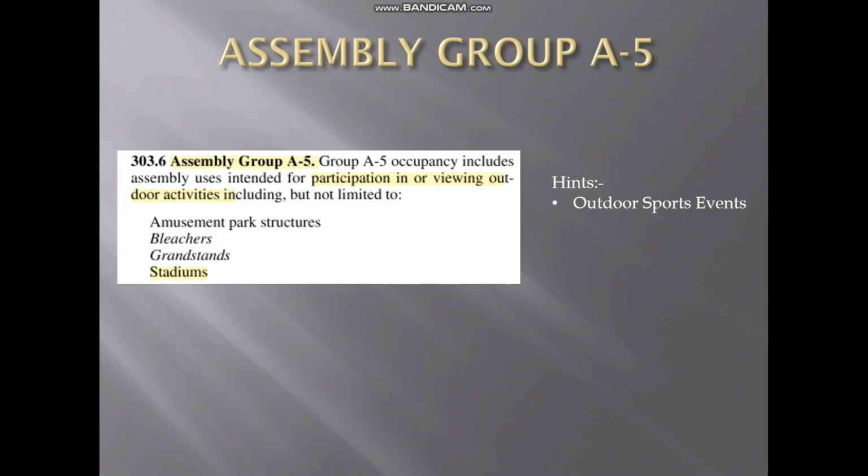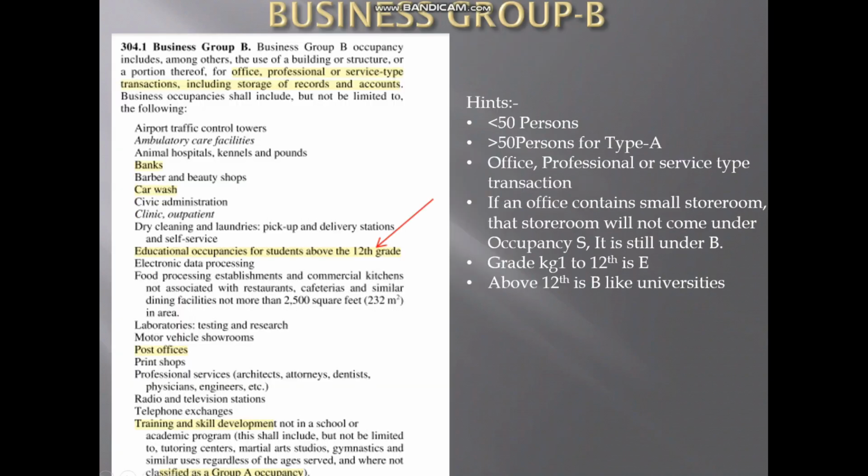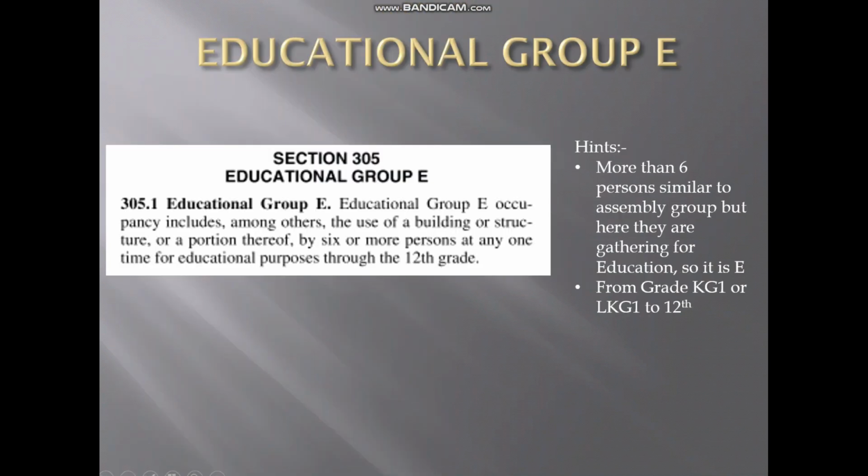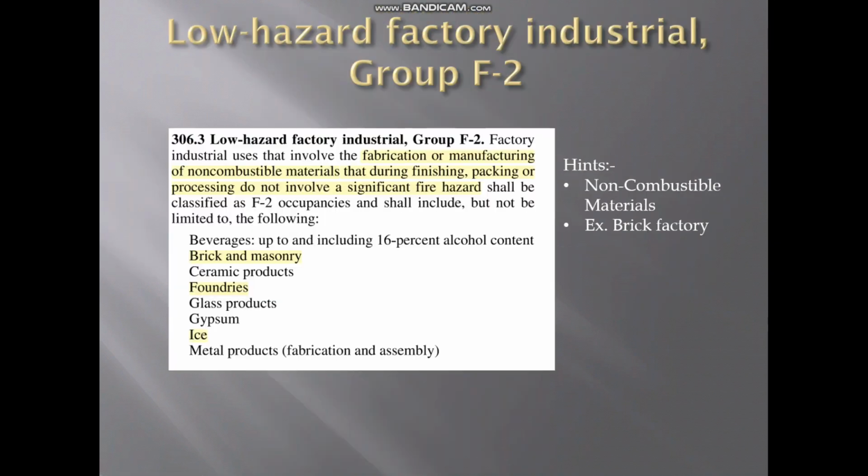If you go to business group B, it is for more than 12th grade, like university and colleges. So this will not come under business group B, because we have KG1 to grade 10. It's like a high school. In business group B, it will be more than 12th grade. So we have to go to the educational group, which covers KG1 to 12. So our occupancy finding answer is educational group E.